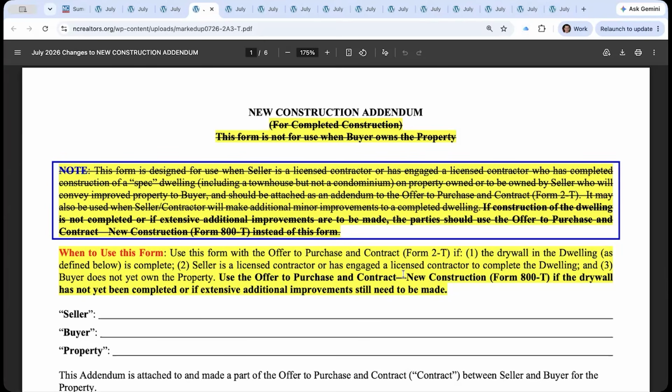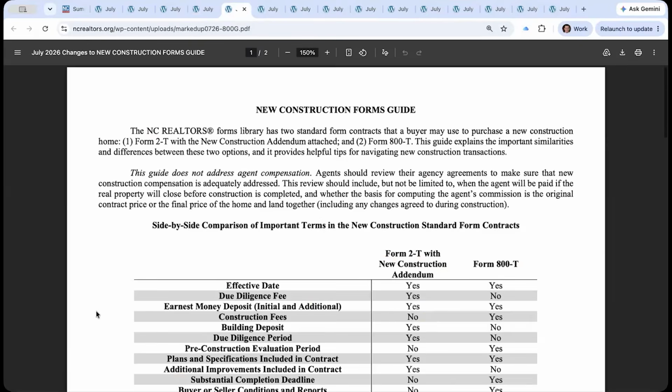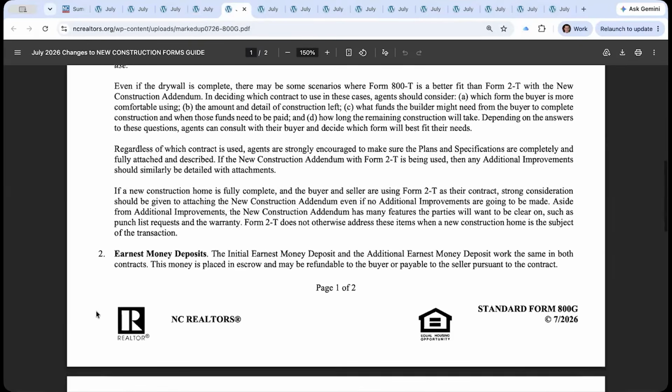Okay. Now, there's going to be all sorts of gray in there where that could shift and be different in different transactions. Ultimately, it's something you'll want to talk to your client about, or maybe you have a particular form you're more comfortable with, and in those transactions it'll be between you and your client to discuss. But there's a new form 800G.